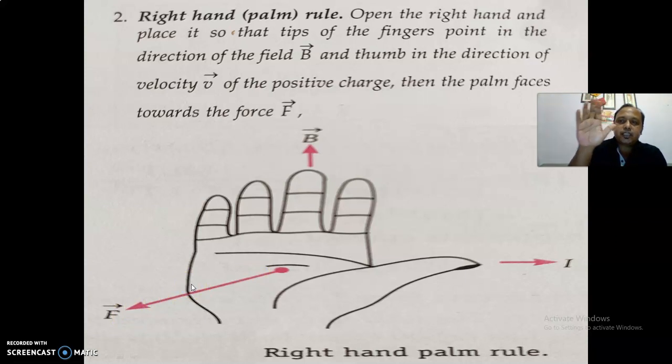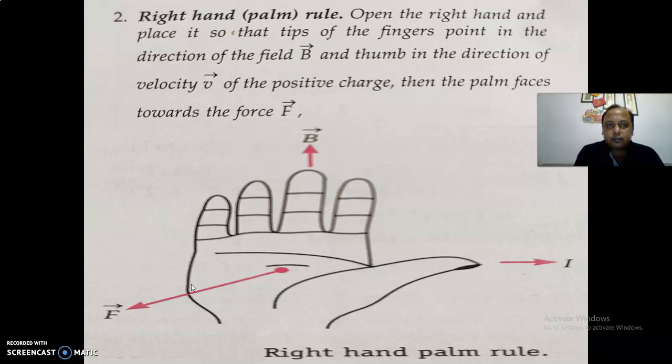This is the right hand I am taking. In this right hand, this direction of the fingers represents the magnetic field. This is the thumb. The direction of the thumb represents the direction of current or the positive charges, the direction in which the positive charges move. Then the palm faces in this direction, so this will be the direction of force. Magnetic field, current or positive charges, and the direction in which the palm faces will be the direction of force.